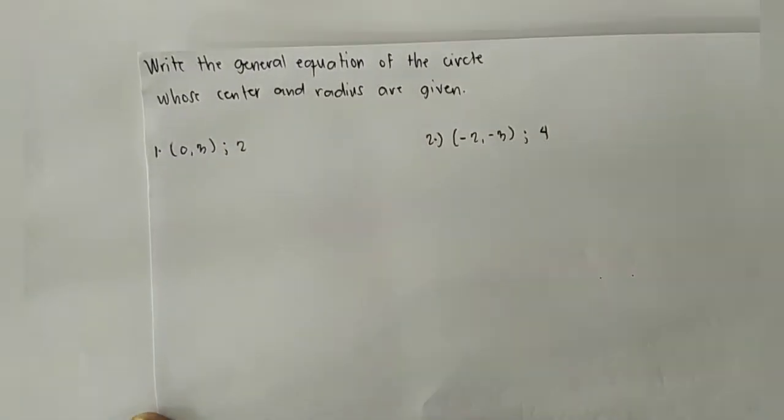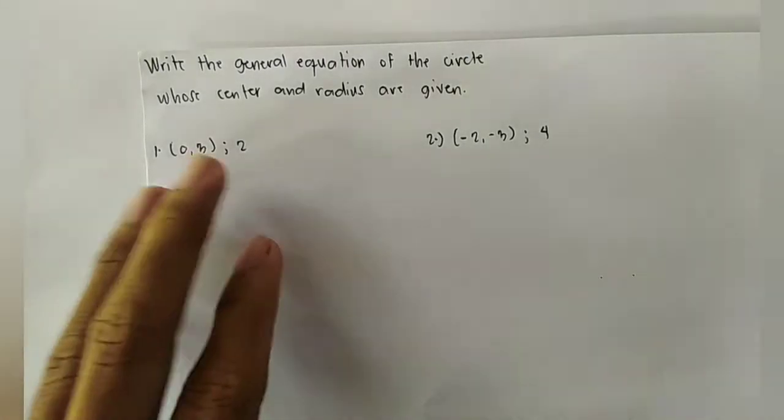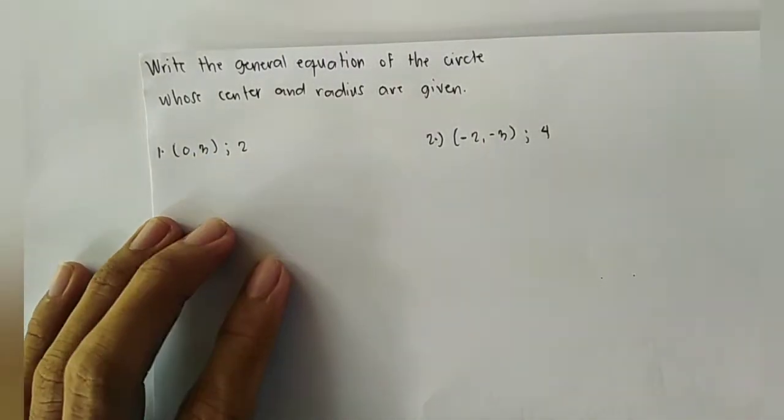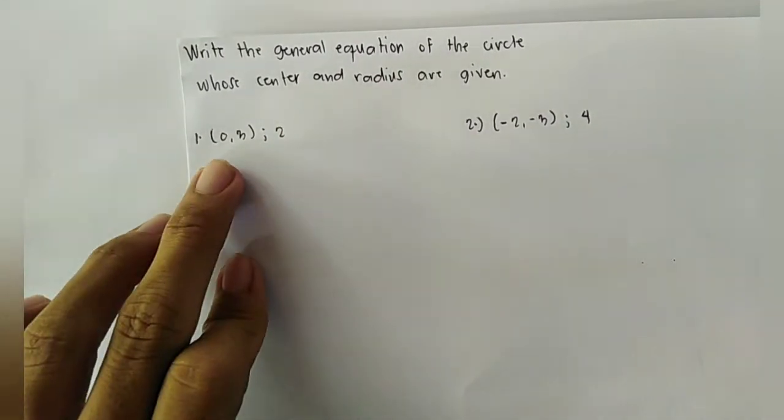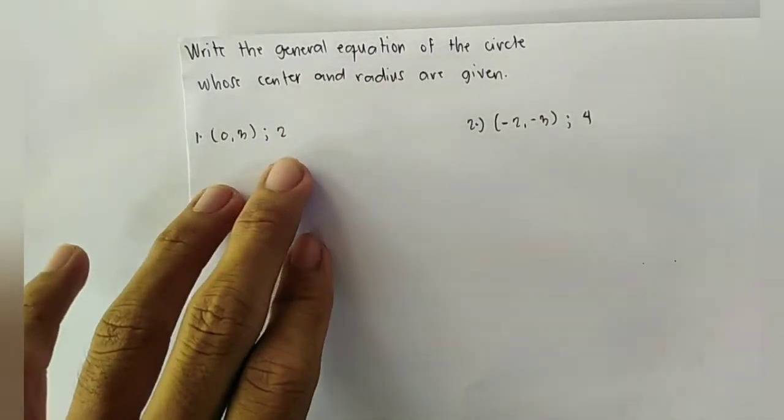I have here examples to be shown in this video, and our main task is to write the general equation of the circle given the center and the radius. So for number 1, let us proceed directly. We have the center at (0, 3) and the radius 2.